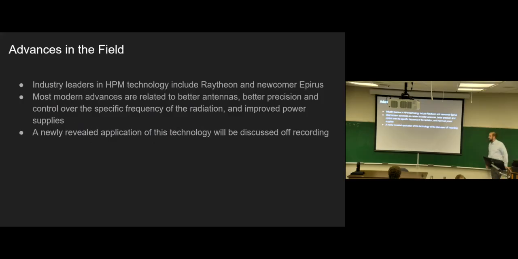So, real quick with these advances, the industry leaders are, Raytheon is the big one. They invented the Thor system, a lot of the other legacy HPM systems, and Aperius is a newcomer. A lot of the modern advances are related to better antennas. The better you can focus it, the less energy is needed at distance. And that's a really big area of improvement. And then the biggest thing, however, is the software-defined radio aspect. Aperius is the first one to really implement high-end software-defined radio behavior.